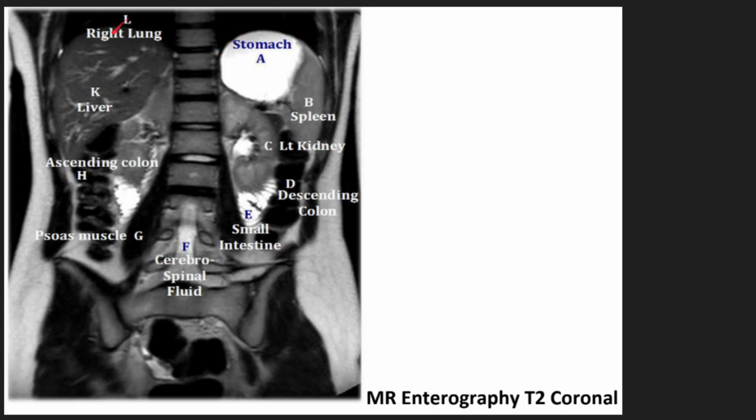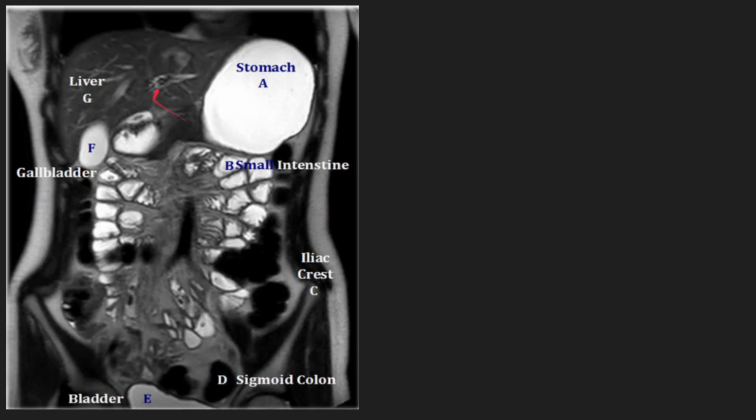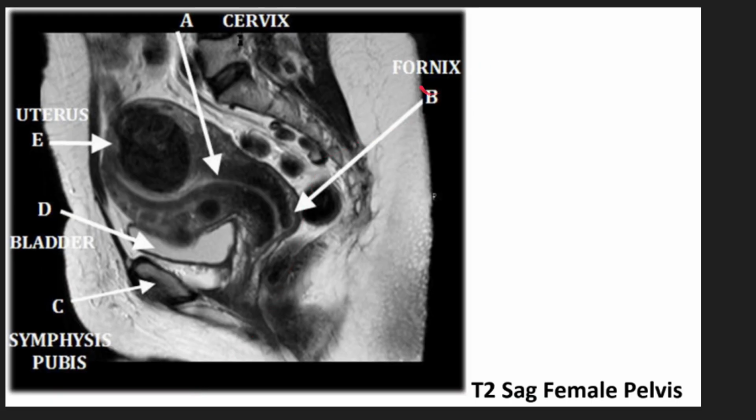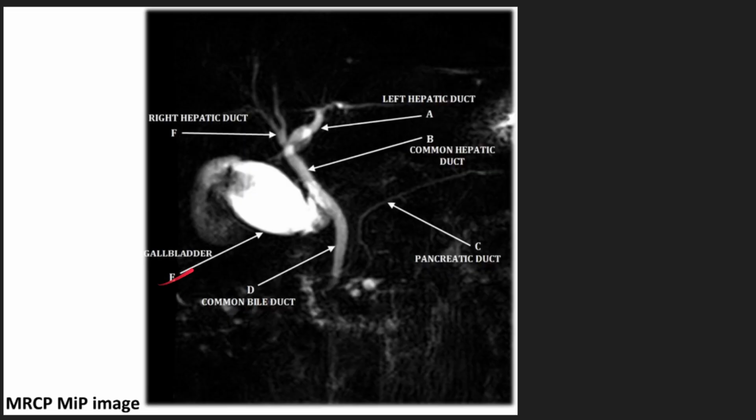stomach here, right lung, liver, spleen, left kidney, descending colon. You have small intestines, cerebrospinal fluid. Here's your psoas, ascending colon. Again, liver, stomach, small intestines, gallbladder, iliac crest, sigmoid colon, bladder. Cervix right here with fornix at the back and uterus, bladder, symphysis pubis.